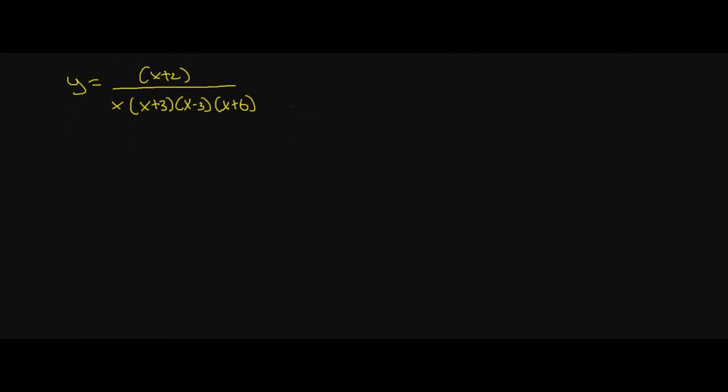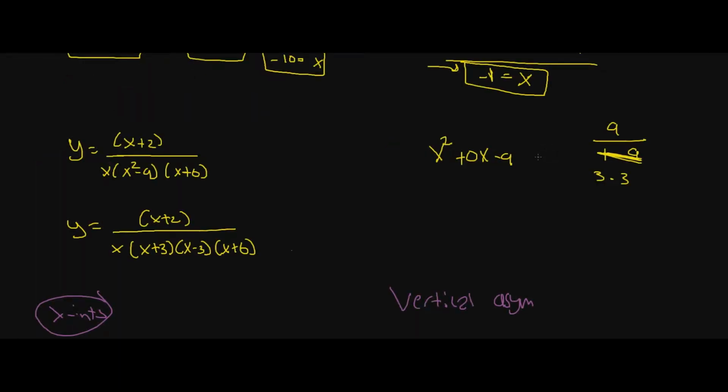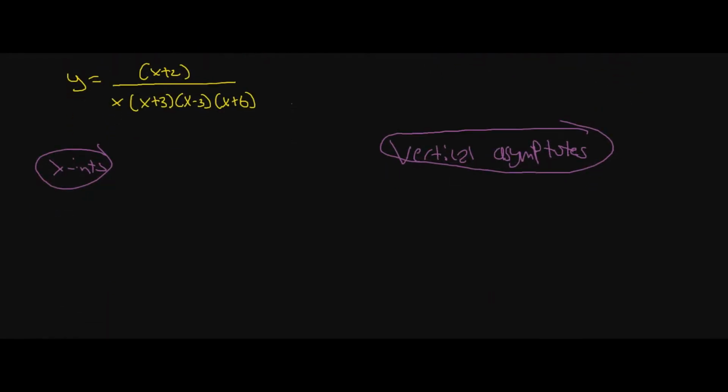So if we want to go ahead and do that, let's actually do it. Let me just go ahead and label it here. We want to find our x-intercepts, and we want to find our vertical asymptotes. Okay. Now that we got that there, let's go ahead and do it.